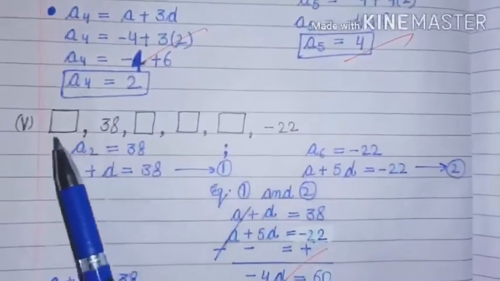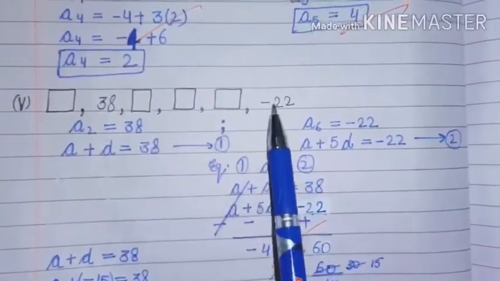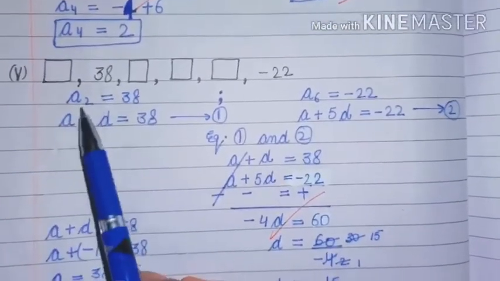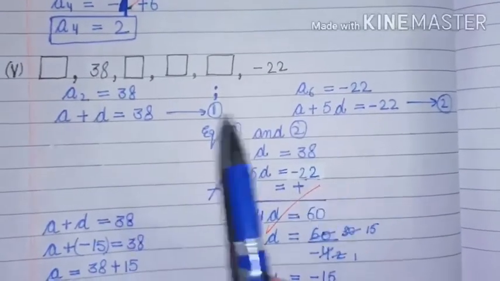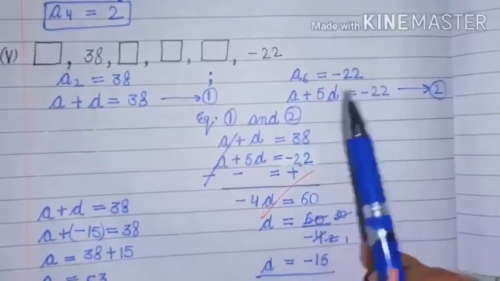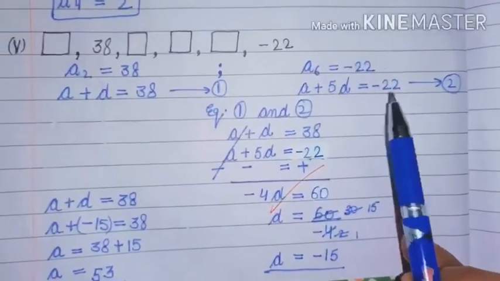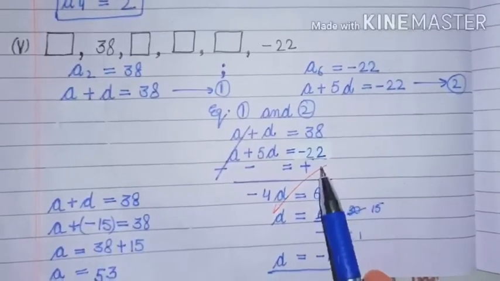Now the last part is, the first term is missing, the second term is given, and the last term, or you can say the sixth term. Okay, so this is like the second part, beta. So a2 is 38, a2 can be written a plus d is equal to 38, and a6 is -22, so a6 can be written a plus 5d is equal to -22. Similarly, with the help of the elimination method, we will solve for the values of a and d.